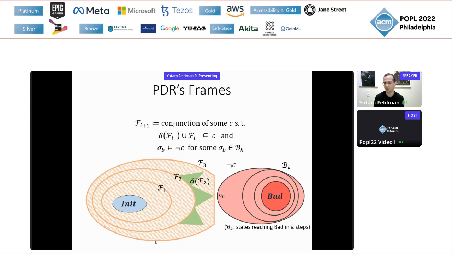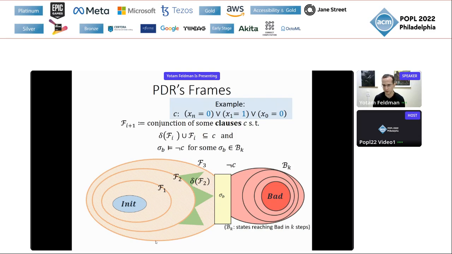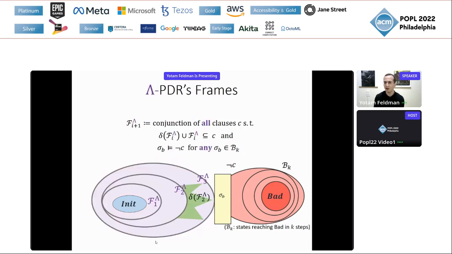Furthermore, this lemma is not just an arbitrary formula, it's always a clause, a disjunction of variables and negations of variables. For example, it could be this clause. Okay, so overall, each frame of PDR consists of some clauses that contain the post image of the previous frame and exclude some counterexample from B_k. The idea of lambda PDR is to take a very specific conjunction, which is just all of them, all the clauses that satisfy these properties.